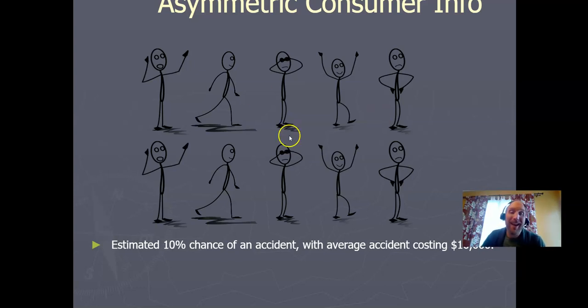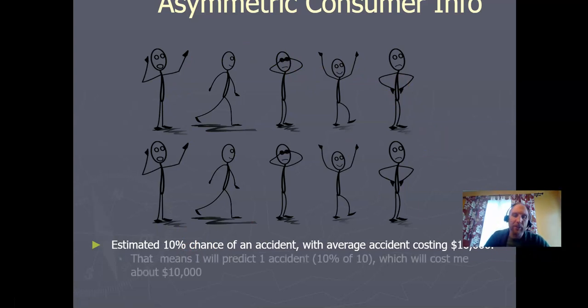But regardless, let's say that studies show that 10% of teenagers get into car accidents and the average accident costs about $10,000. All right, so what that means is I'm insuring 10 people and I know there's a 10% chance of a car accident, so I can assume that one out of these 10 students are going to get into an accident. And that accident's going to cost me about $10,000.